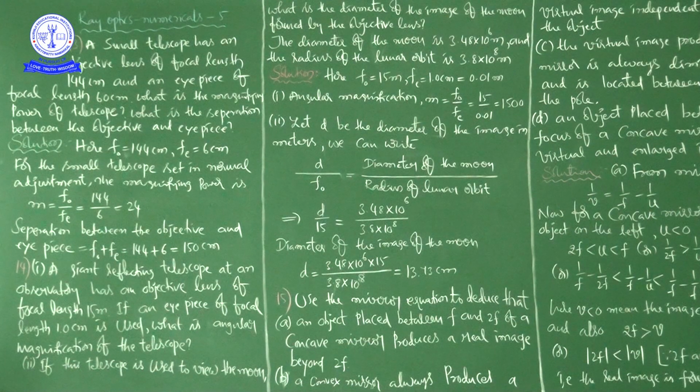This is the first thing we have to find, and now the second thing: if this telescope is used to view the moon, what is the diameter of the image of the moon formed by the objective lens? They have given some information: the diameter of the moon is 3.48 into 10 to the power of 6 meters, and the radius of the lunar orbit is 3.8 into 10 to the power of 8 meters, right?